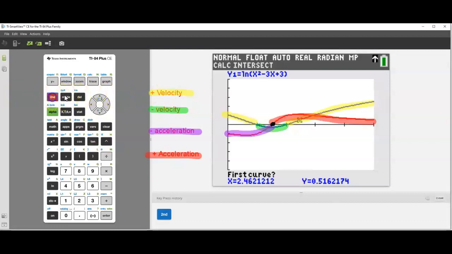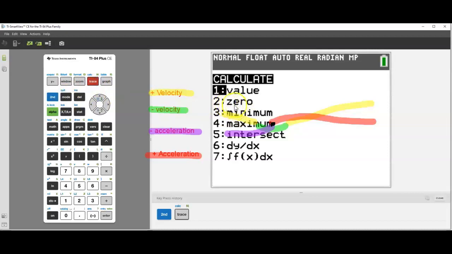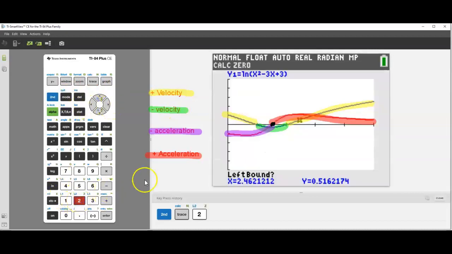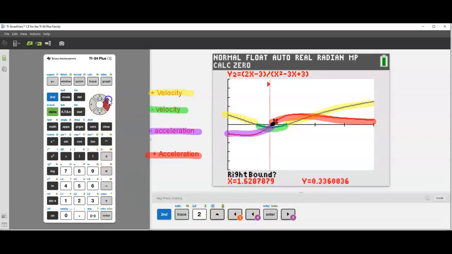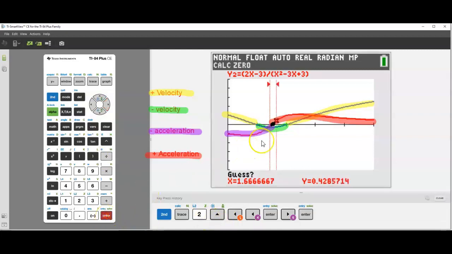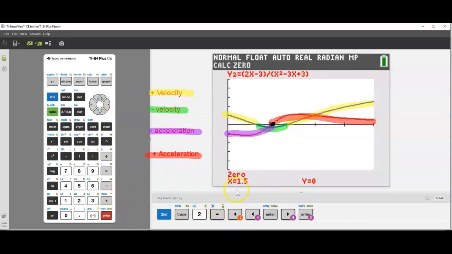What you're going to do is push second, Calc, and select 0, option 2. You also notice I'm on the wrong line right now. I'm on this blue line. So if you ever want to switch from one function to the other, just push up or down, and it takes you to the other function. Now we're going to scroll to where it's touching the x-axis, and we want to pick a number to the left of that intersection point. And then we're going to pick a number to the right of that intersection point. And then enter again, it will tell us there. So it's 1.5 is where that one's touching.